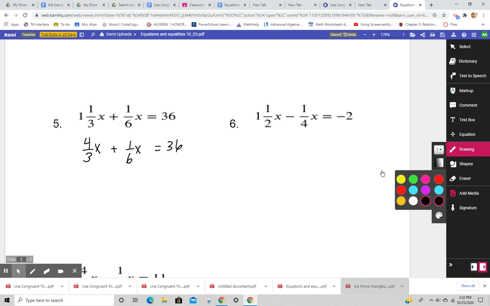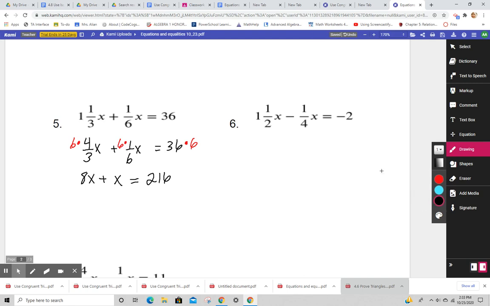Okay, now let's multiply through by the least common multiple, which would be 6. So multiply this by 6, multiply this by 6, and multiply this by 6. And let's simplify. 6 times 4 is 24, divided by 3, that's 8x. 6 times 1 is 6, 6 divided by 6 is just 1x, or just x. And 36 times 6 is 216.